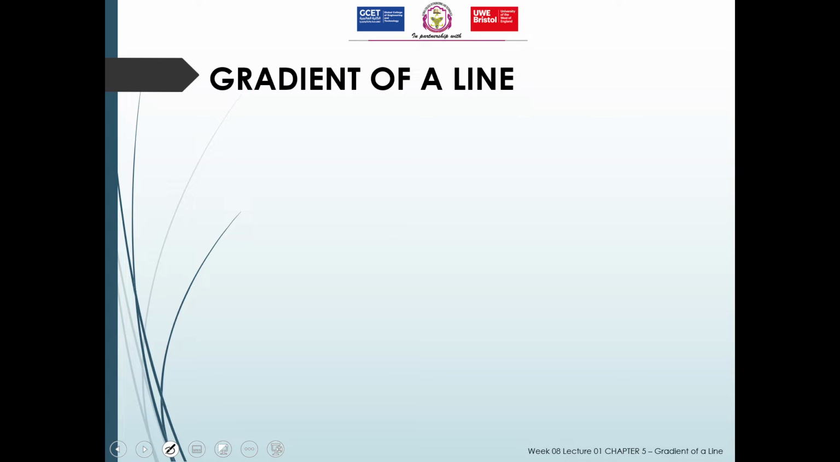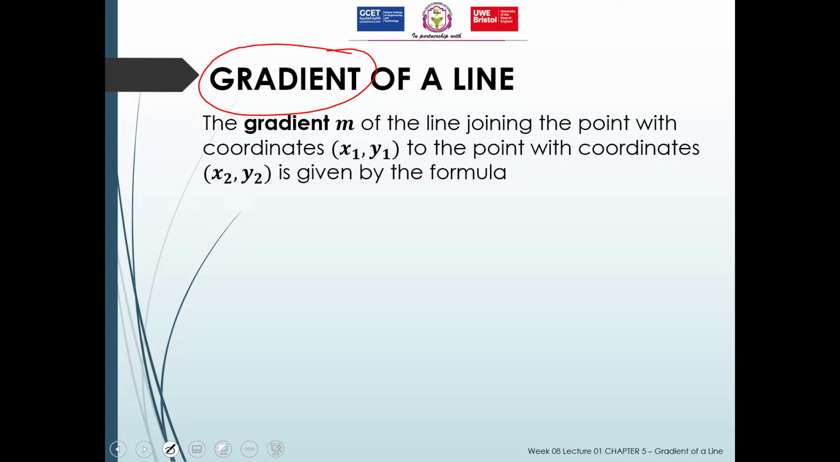Now let's continue. So far we have been talking about the equation of the line in standard form and in general form. Now, to get the equation of the line, we talk about the gradient of a line. The gradient of a line can be determined also if you have 2 points x1 and y1. Let us define this formally. The gradient m of the line joining the point with coordinates x1, y1 to the point with coordinates x2, y2 is given by this formula.